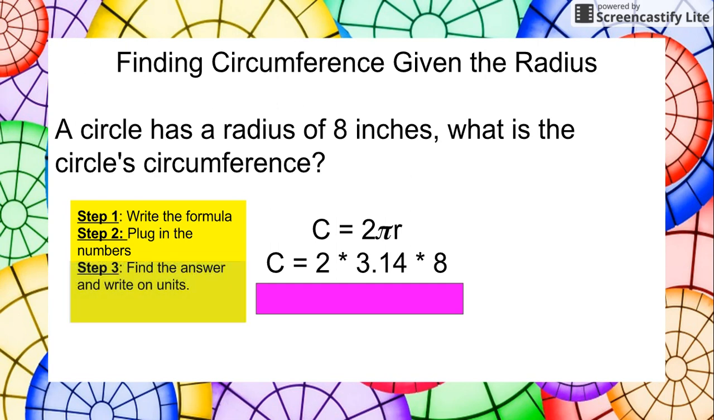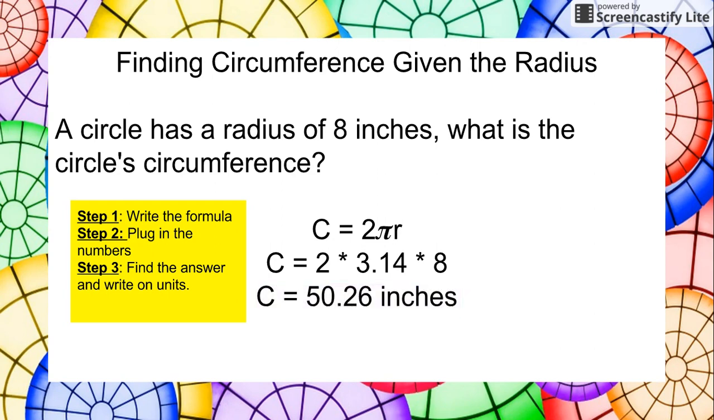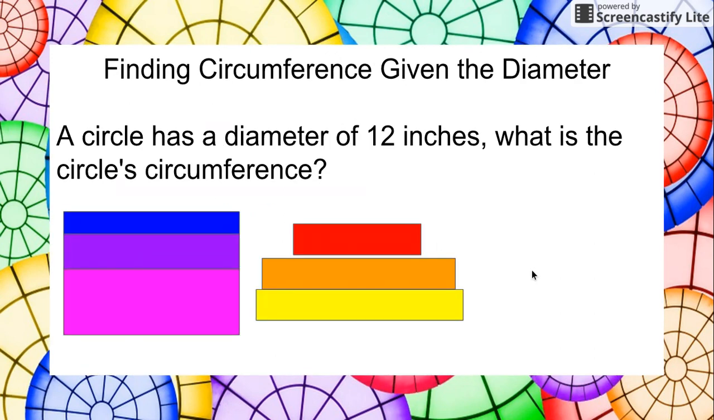Lastly, we find the answer and write on the units. So if I did 2 times 3.14 times 8 in my calculator, I would get 50.26 inches as my answer. Second problem is finding circumference given the diameter. So for example, if a circle has a diameter of 12 inches, what is the circle's circumference?